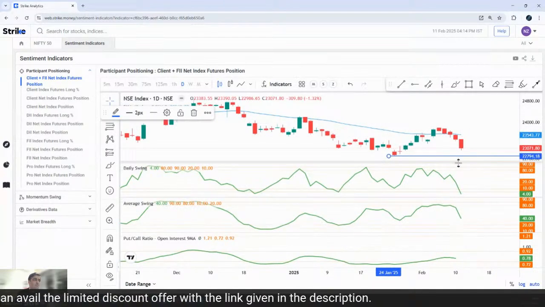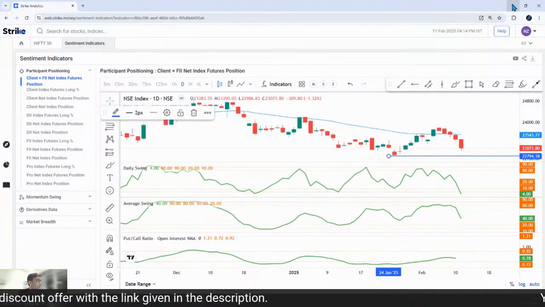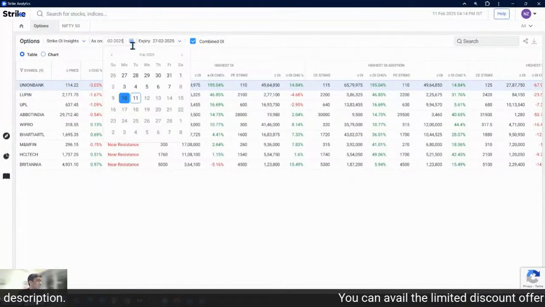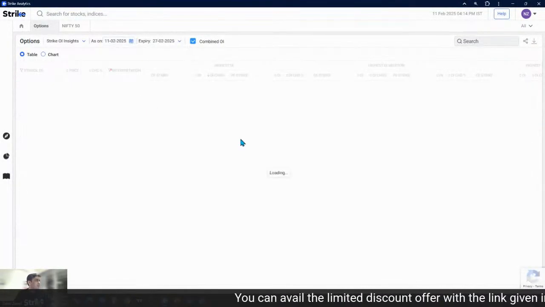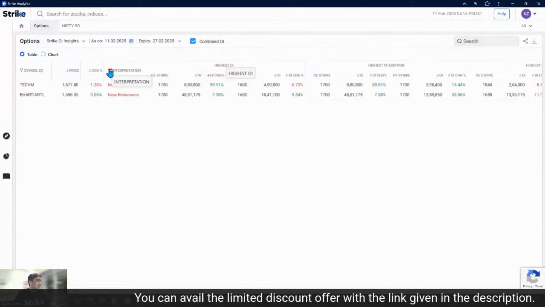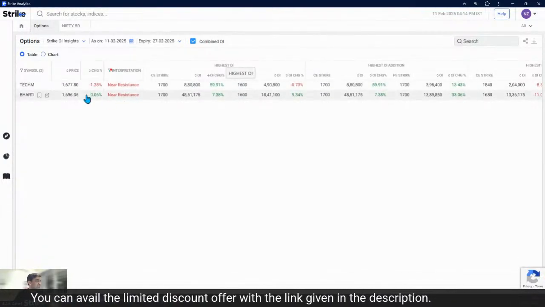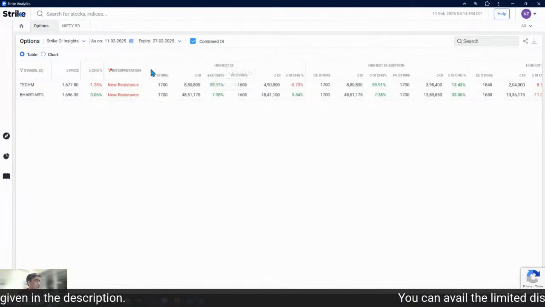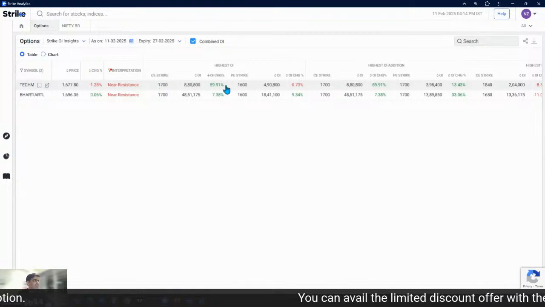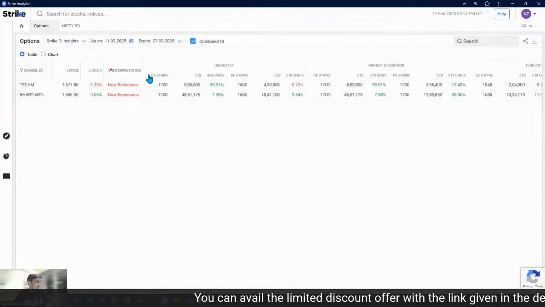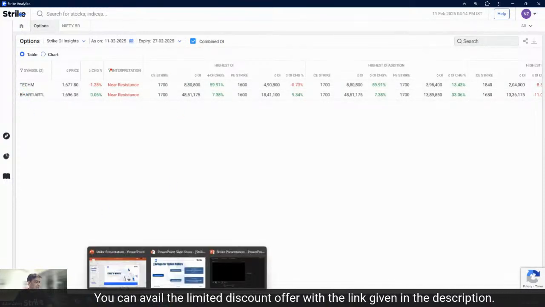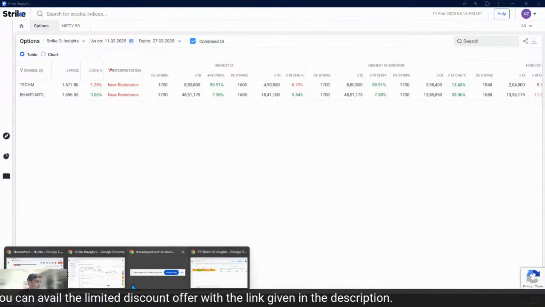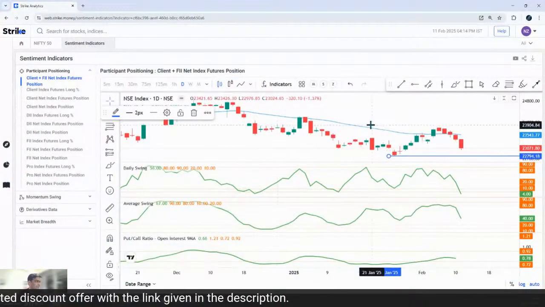So again, for tomorrow we want to find out stocks which are looking bearish. How do we do that? Coming to today's date, the 11th, either you can say that I want stocks which are near resistance, and these are the two stocks which are near resistance. When we are talking about resistance, we are talking about addition in call. Tech Mahindra 1700 call is highest. So now we analyze the charts of Bharti Airtel and Tech Mahindra.